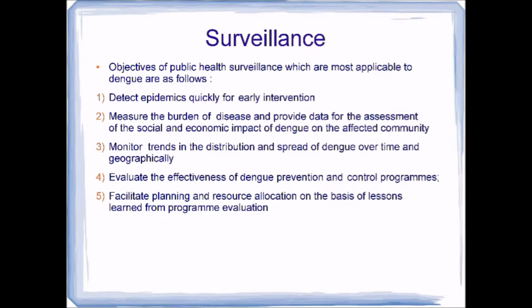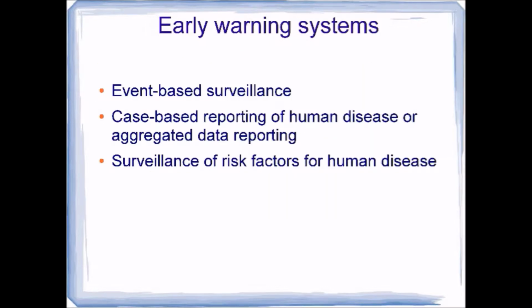The objectives of public health surveillance which are most applicable to dengue are as follows: detect epidemics quickly for early intervention, measure the burden of disease, and provide data for the assessment of the social and economic impact of dengue on the affected community, monitor trends in the distribution and spread of dengue over time and geographically, evaluate the effectiveness of dengue prevention and control programs, and also facilitate planning and resource allocation on the basis of lessons learned from program evaluation.